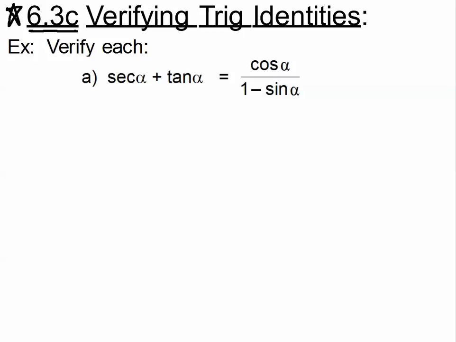Here's our first one. I'm going to choose to work on this left side. I'm going to use my reciprocal identity right here. I'm going to change the secant of alpha into 1 over cosine of alpha and tangent of alpha into sine of alpha over cosine of alpha using the quotient identity. I want to combine these two fractions, and luckily these two fractions have the same denominators, so I can easily do that. The single fraction will have a cosine in the denominator, and the numerator will be 1 plus sine of alpha.